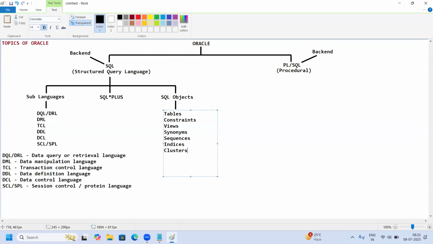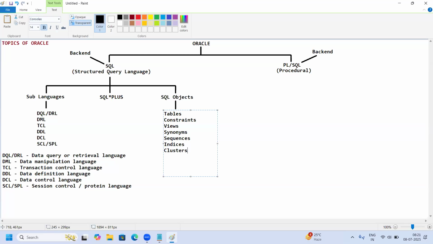These are the things that will be covered under what? SQL objects. Under tables, there are types: one is called temporary table, one is called dictionary table, one is called user-defined table. And then constraints have 3 types.